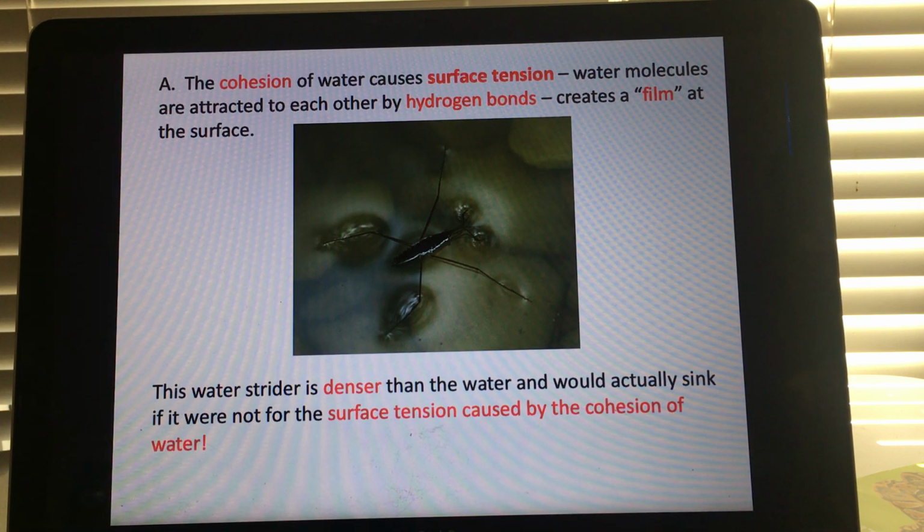However, in this case, the water strider is actually denser but won't sink because of the surface tension caused by the cohesion of water. And in fact, that's how detergents and soaps work to clean your clothing. It actually breaks the surface tension of water and allows water to get into the fabric more easily. So really the purpose of soap is to help water do its job better.